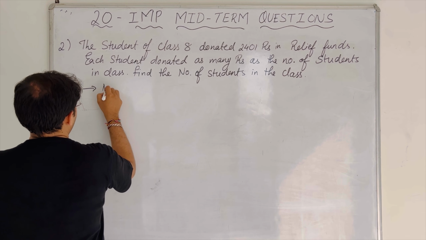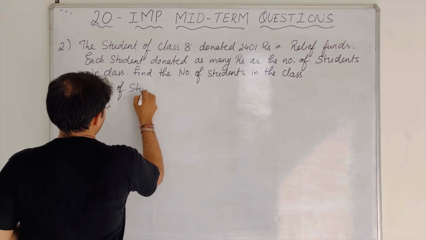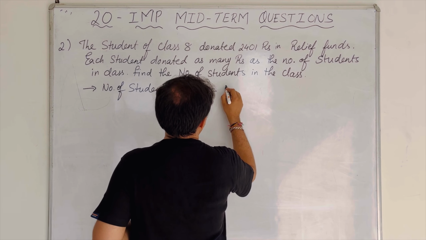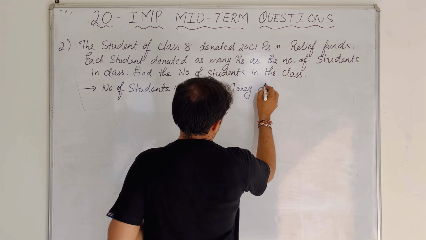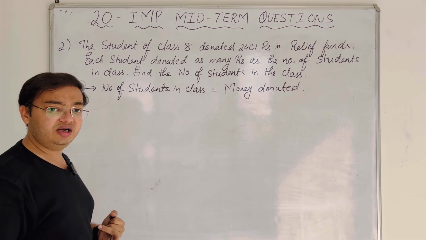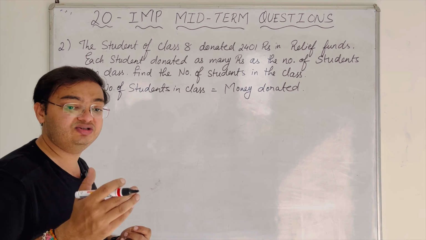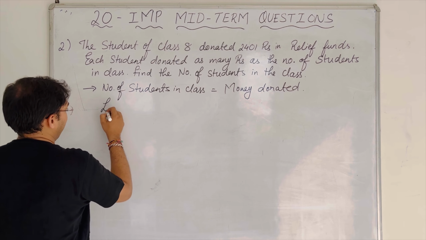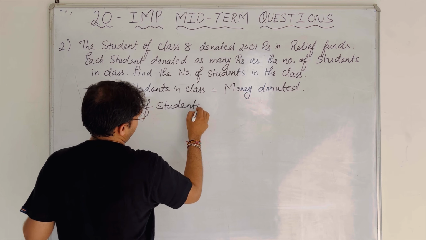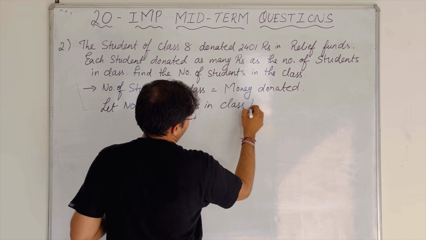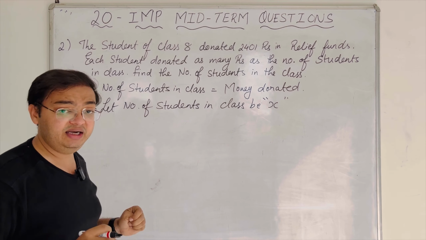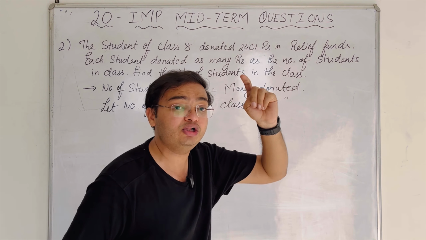The first statement, number of students in class is equal to the money donated. But here there is one problem: we don't know the number of students. If we don't know the number of students, then how can we say how much money is donated by each? So we will take, let the number of students in class be X. If I know that the number of students in a class is X, then the money donated by each child will also be X.